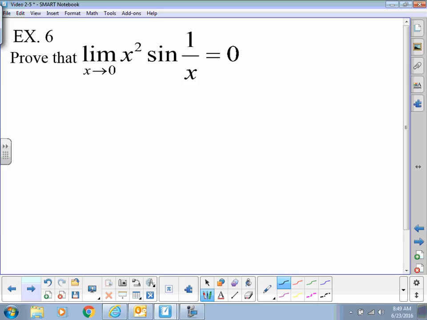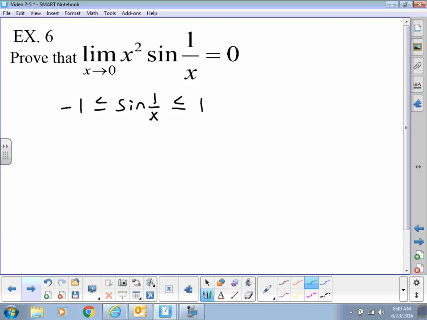So we're going to prove here that the limit as x approaches 0 of x squared times sine of 1 over x is in fact going to equal 0. And to do that, we'll start with something we know. We know that every sine graph stays in between -1 and 1 for its range. So we know that -1 is less than or equal to sine of 1 over x, which is less than or equal to 1. Because we know sine of 1 over x has to stay in between those.